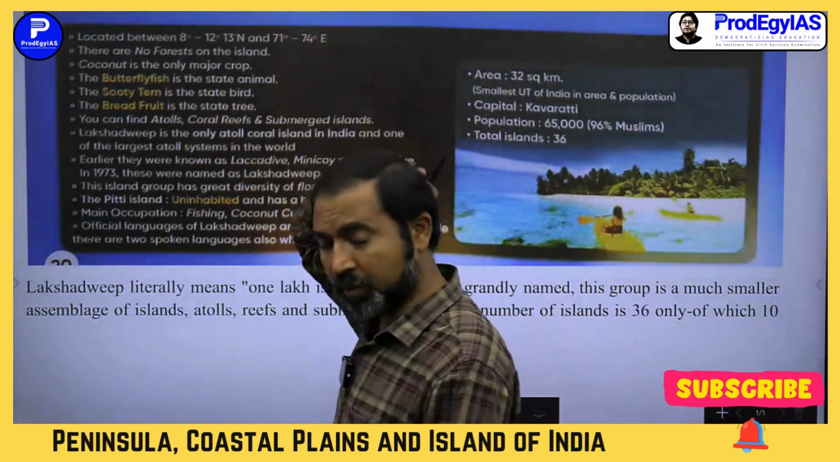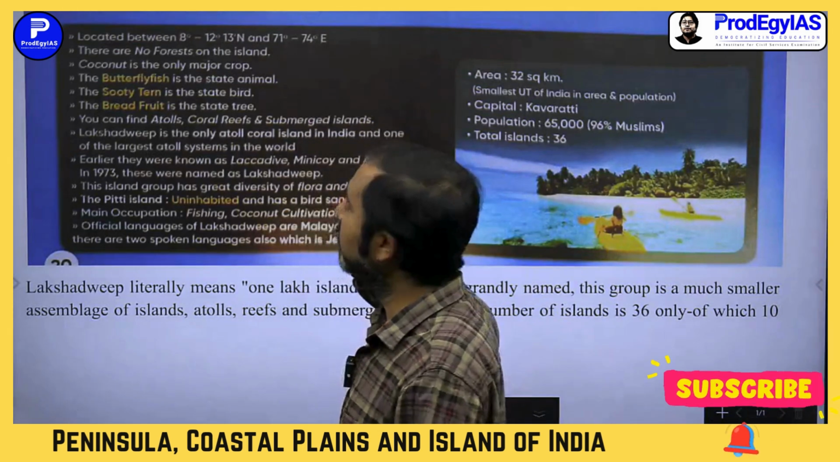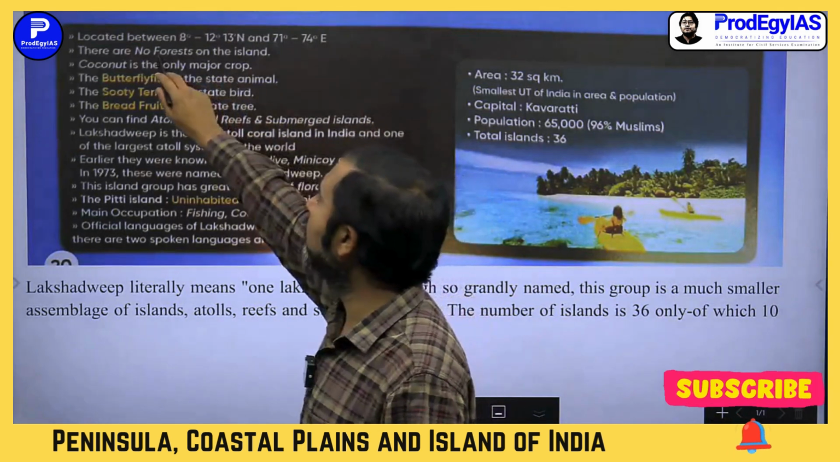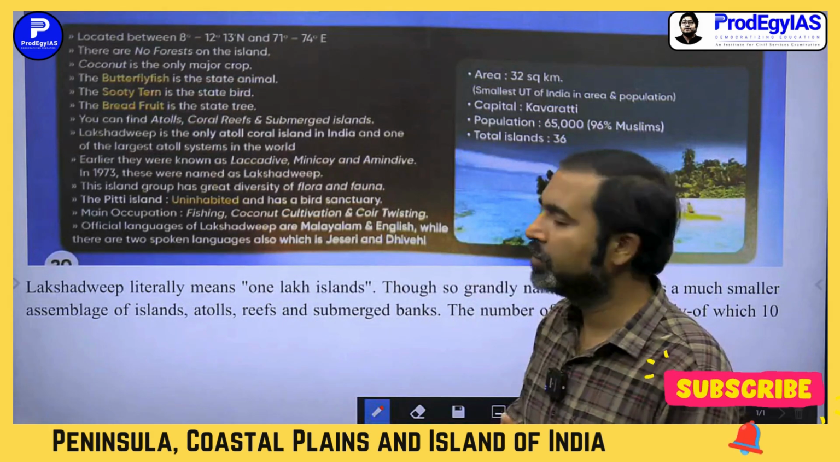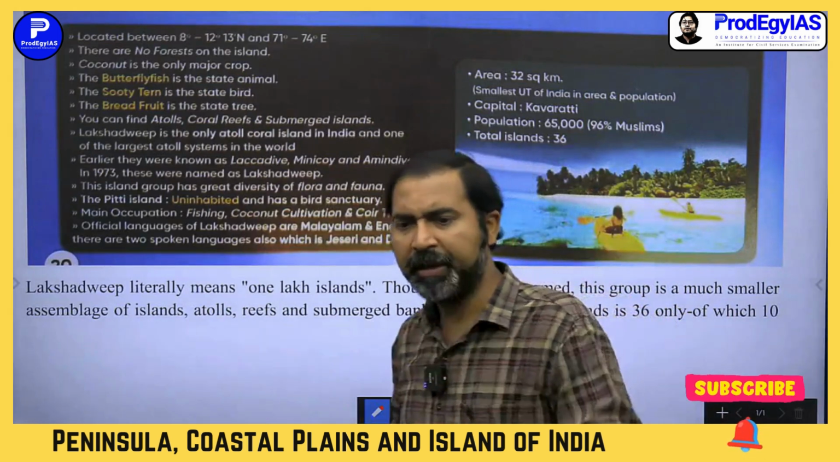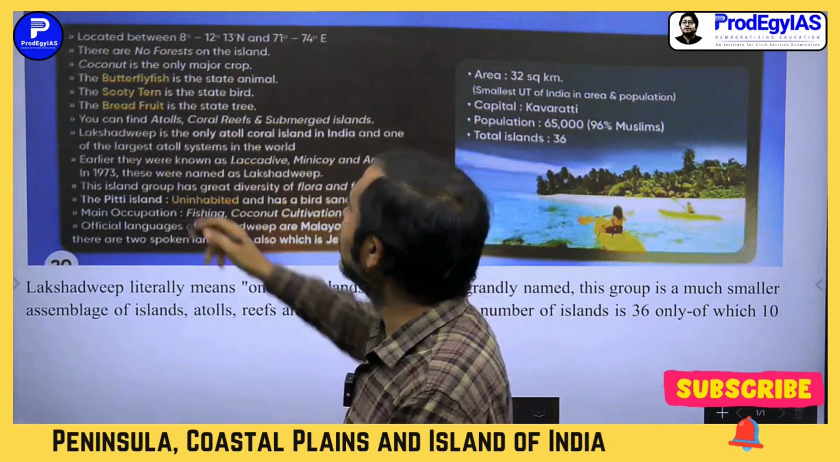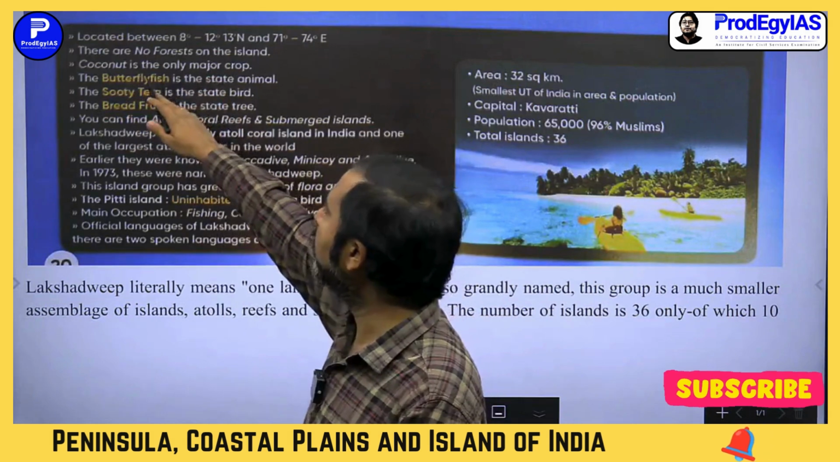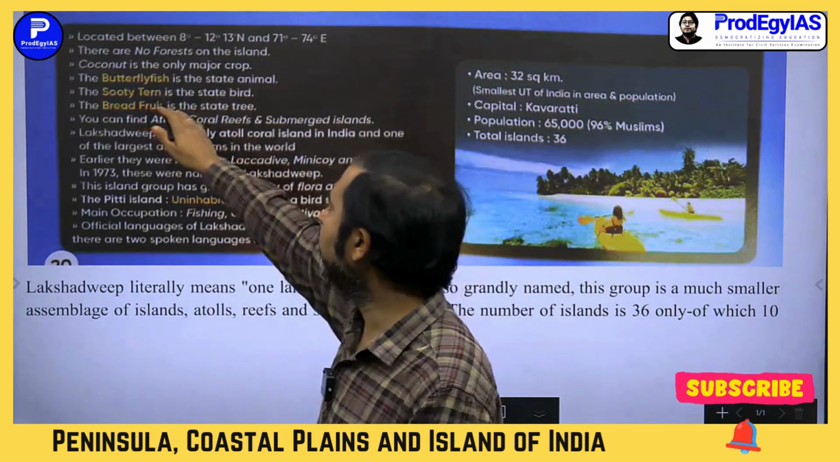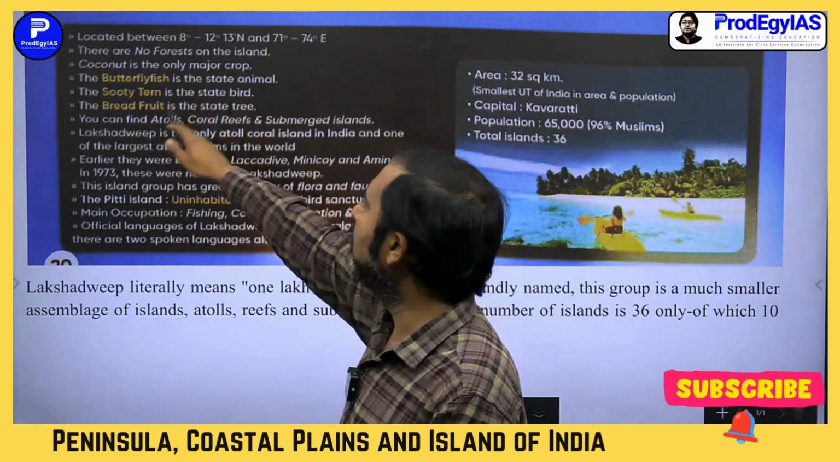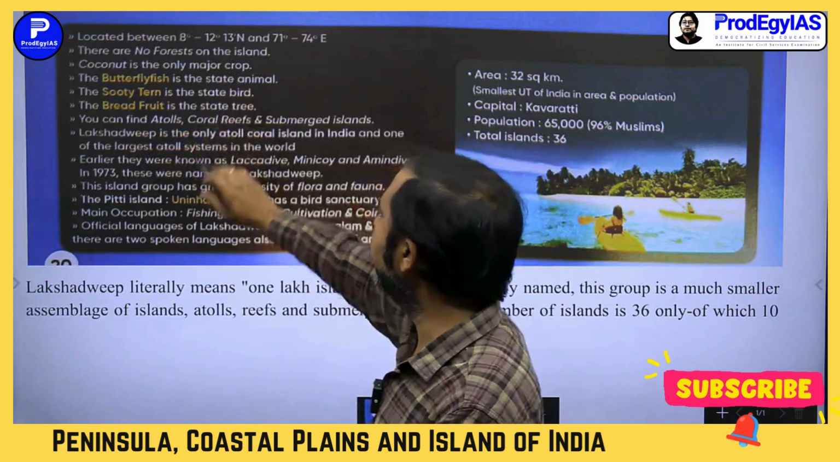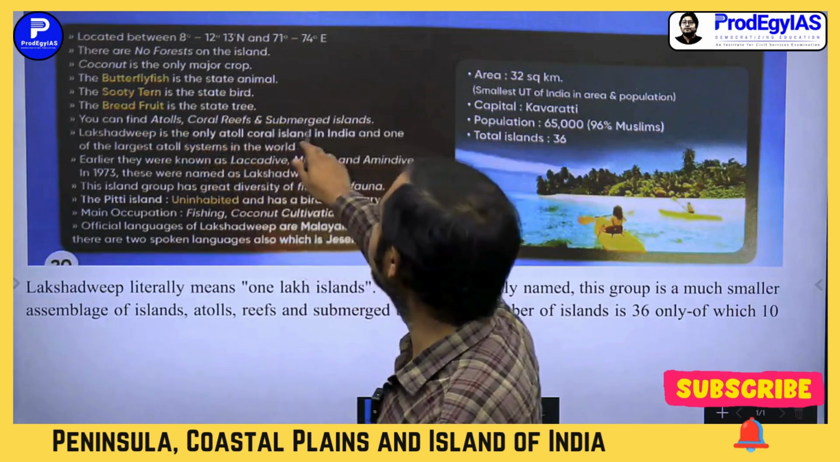In Andaman and Nicobar there was tropical rainforest. Here there are almost no forests on the islands, no dense forest of that type. You can see just palm trees and smaller vegetation. Coconut is the only major crop. Butterfly fish is the state animal, sooty tern is the state bird, and breadfruit is the state tree. You can find atolls, coral reefs, and submerged islands.